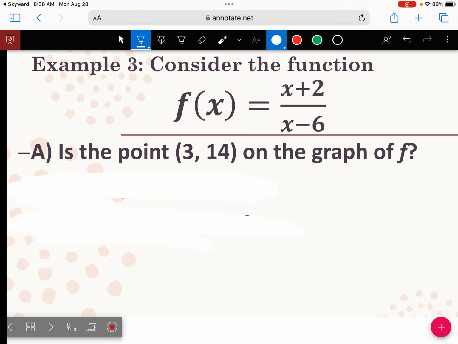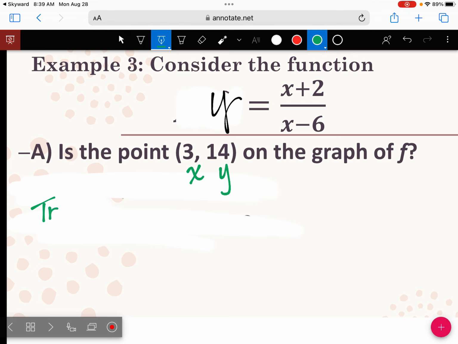So remember, when you see f of x, it means y. So you can also write this as y equals. Y is the same as f of x. So when we're trying to figure out if this point is on the graph of f of x, we're just going to do a substitution. And if it's a true statement, then that means yes. And if it's false, then we say no. And that's it.